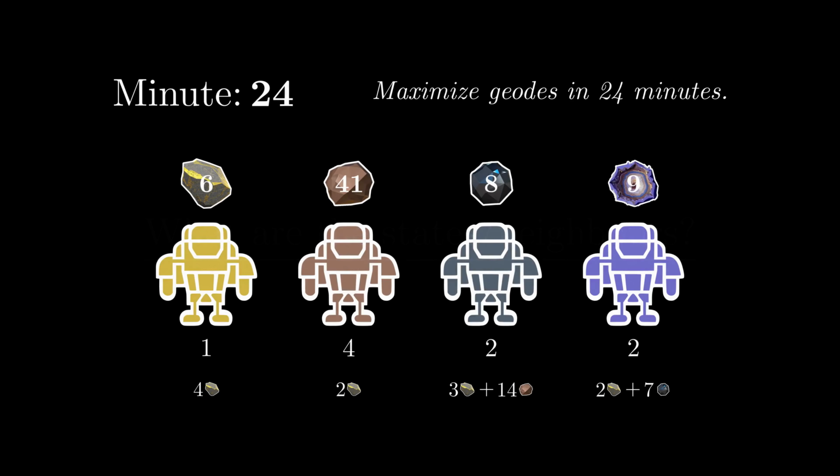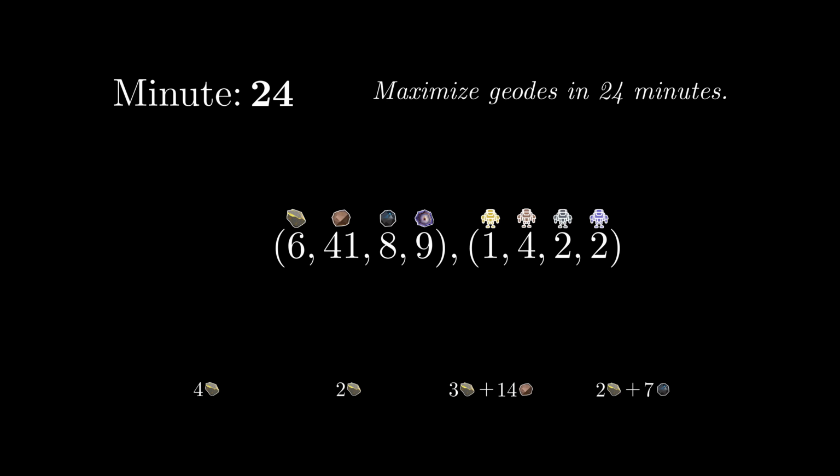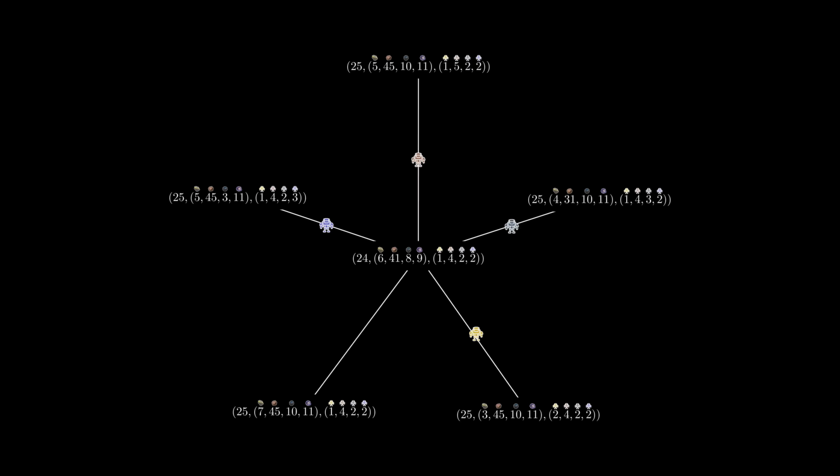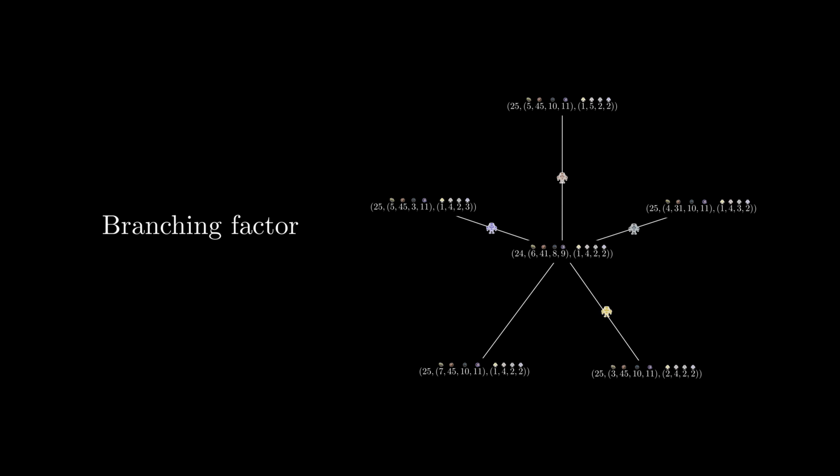The states are the current number of resources and robots, but also the time, since we have to know when to stop exploring. Getting from one state to another always means increasing the time by 1, adding the acquired resources, and attempting to build all possible robots. This solution works, but wouldn't terminate in a reasonable amount of time, because of the branching factor, which is the average number of neighboring states.